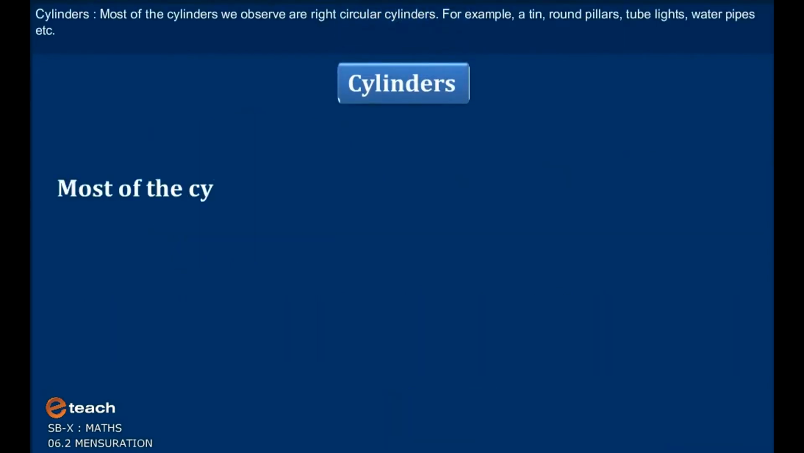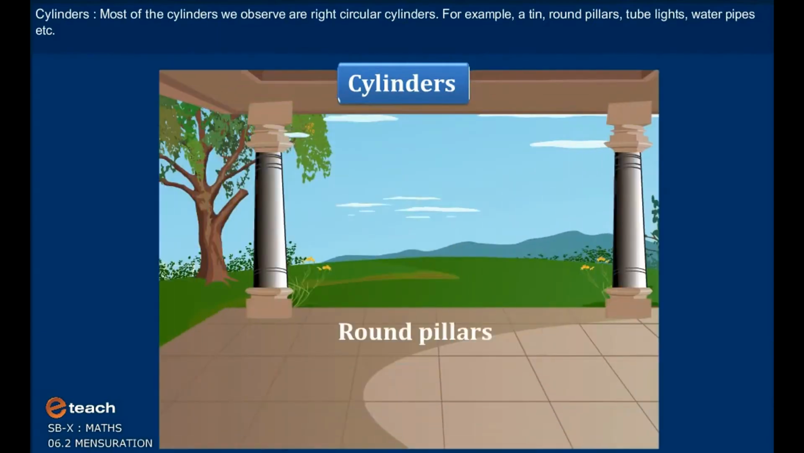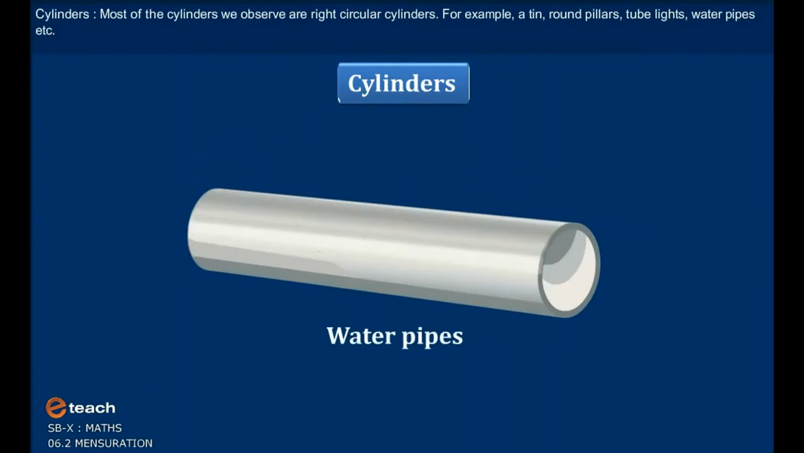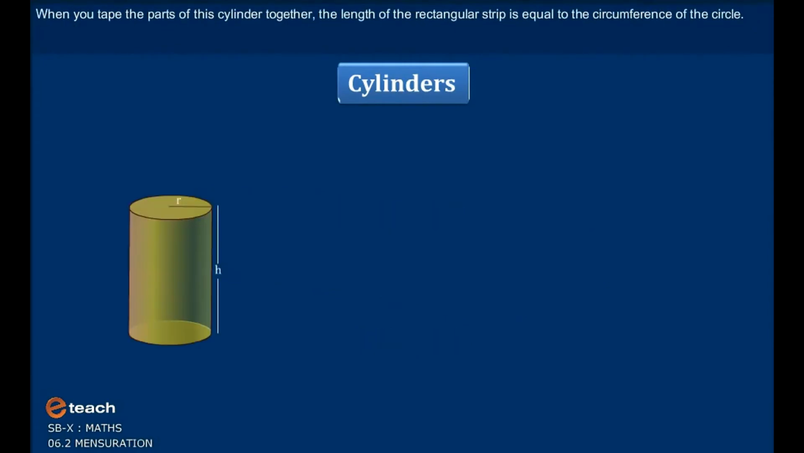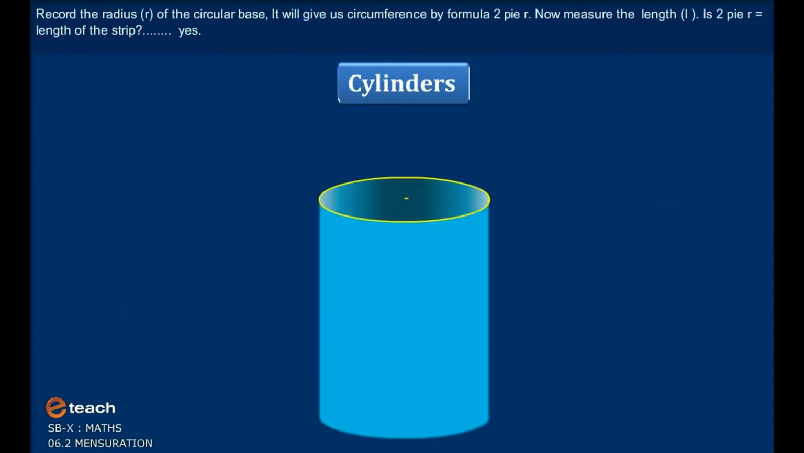Cylinders. Most of the cylinders we observe are right circular cylinders. For example, a tin, round pillars, tube lights, water pipes, etc. When you tape the parts of this cylinder together, the length of the rectangular strip is equal to the circumference of the circle. Record the radius, that is r, of the circular base. It will give us the circumference by the formula 2 pi r. Now measure the length L. Is 2 pi r equal to the length of the strip? Yes.